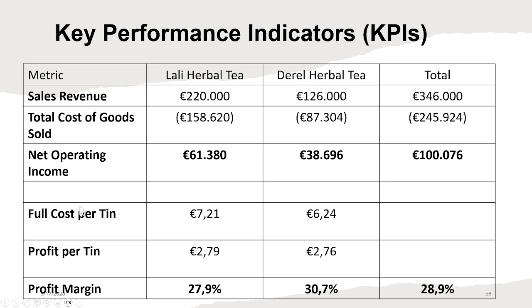In the second part, you can calculate the full cost per tin, and we have a profit per tin, and we have a profit margin, right? So how can we calculate the profit margin? We calculate the profit per tin divided by the full cost. Okay.